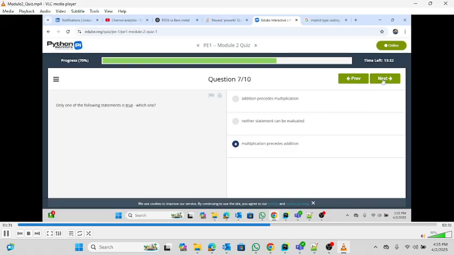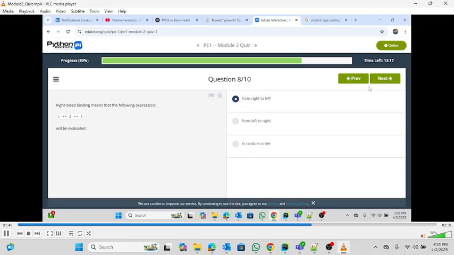Okay, so the next one: exponent to exponent 3 is right to left. Always remember that exponentiation is right to left, right-sided binding. So that means right to left.